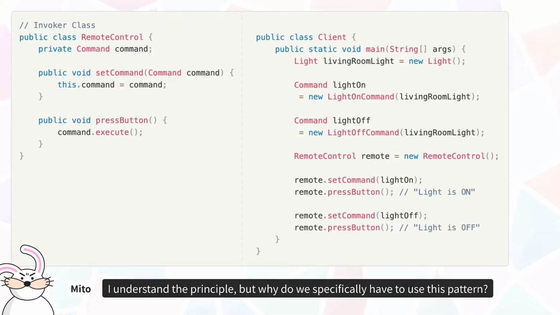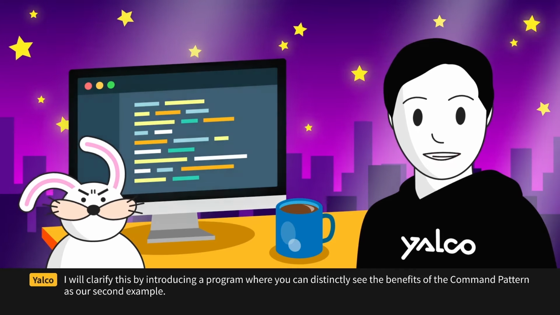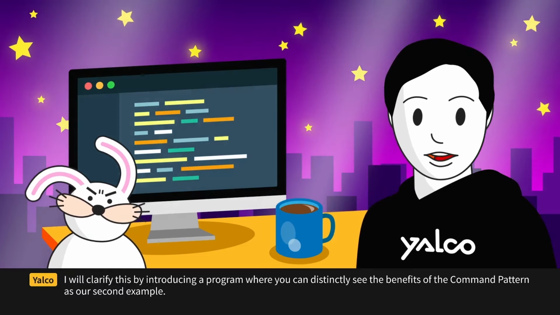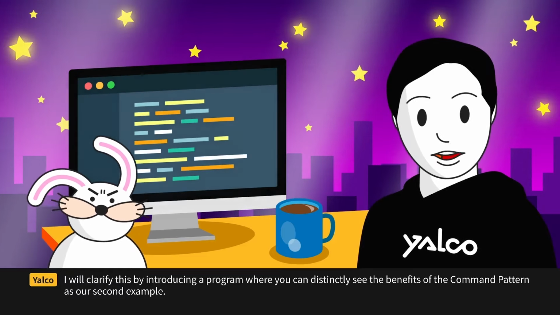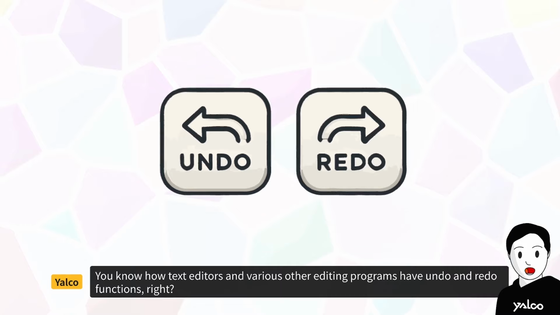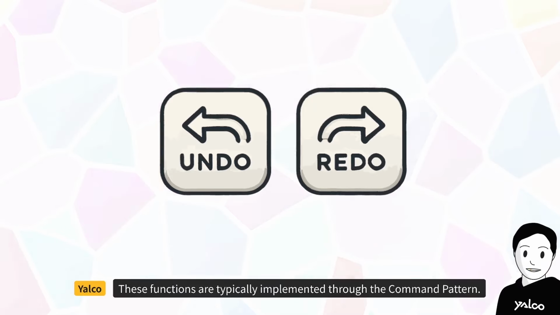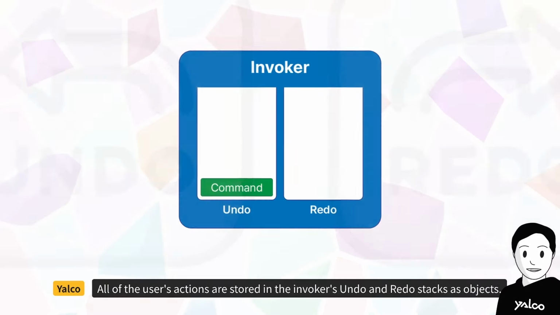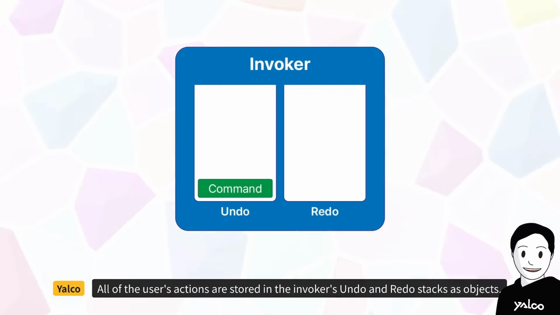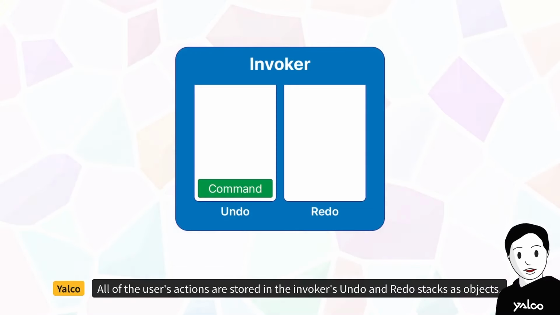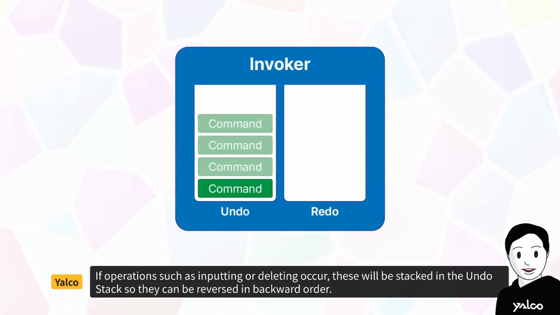I understand the principle, but why do we specifically have to use this pattern? I will clarify this by introducing a program where you can distinctly see the benefits of the command pattern as our second example. You know how text editors and various other editing programs have undo and redo functions, right? These functions are typically implemented through the command pattern. All of the user's actions are stored in the invoker's undo and redo stacks as objects. If operations such as inputting or deleting occur, these will be stacked in the undo stack, so they can be reversed in backward order.